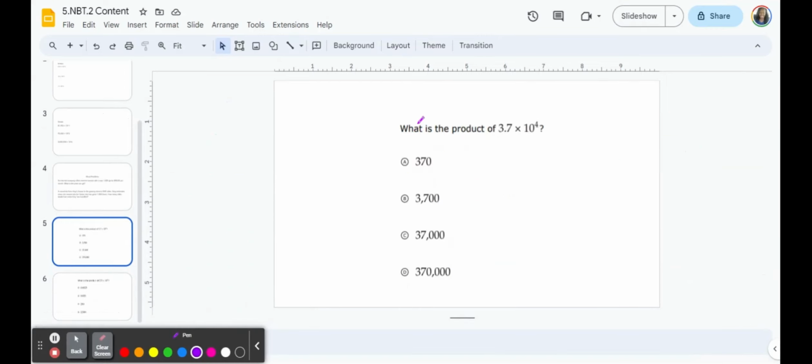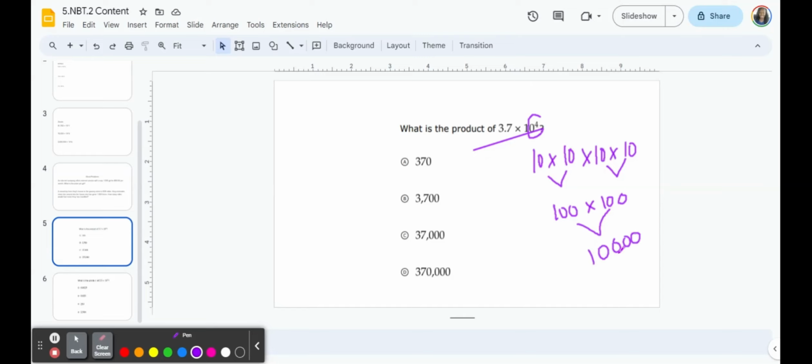Okay, so again, for this particular problem, what is the product of 3.7 times 10 to the fourth power? All right, so the first thing we want to do is start with this exponent scenario. Essentially, it's like saying 10 times 10 times 10 times 10. So you could do 10 times 10 and 10 times 10 and get 100 times 100. And you do that, you could just put 1, 2, 3, 4 zeros.